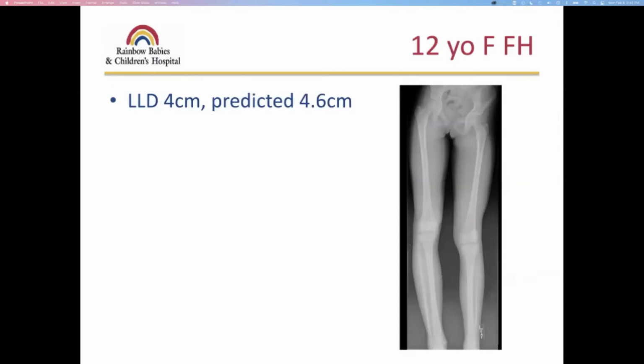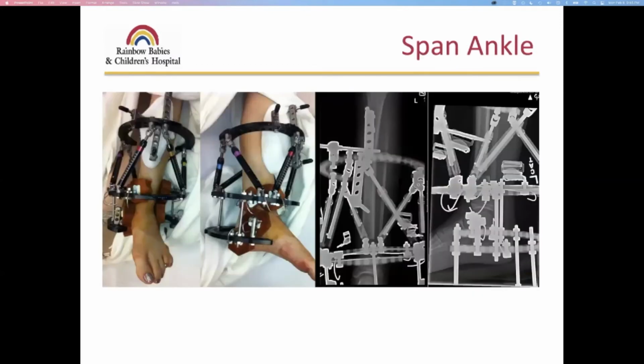This is, I believe, the last case I have here. This is a 12-year-old female that has a limb length discrepancy and fibular hemimelia. And the important thing here is that you have to span into the hindfoot. You have to protect that ankle joint because of the fibular hemimelia. And so here you can see our lengthening.